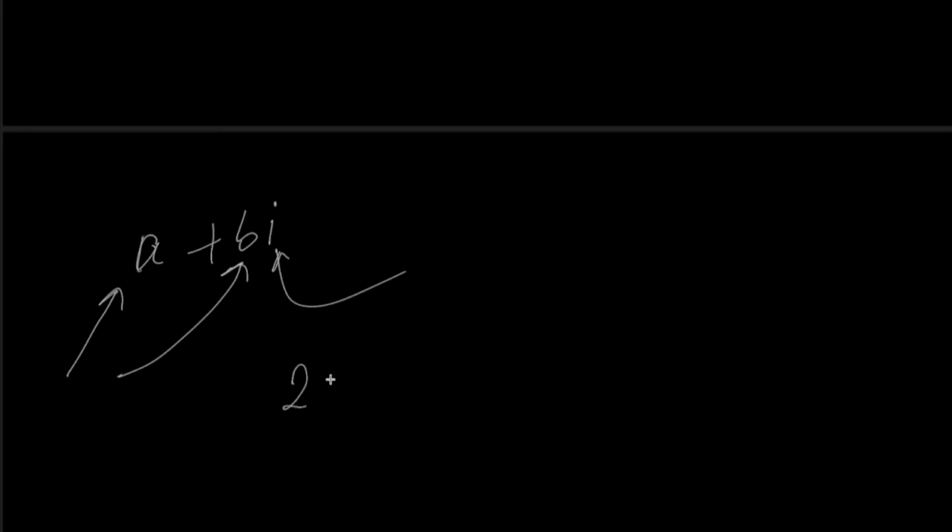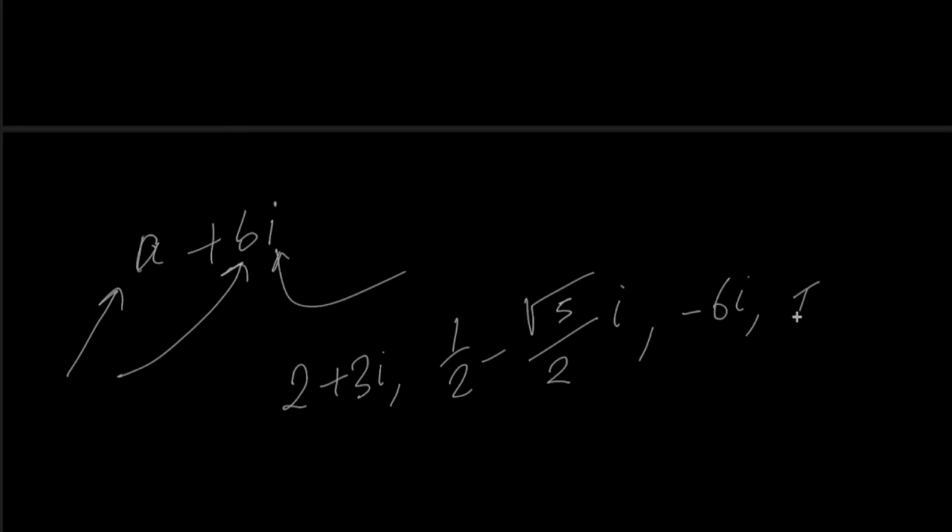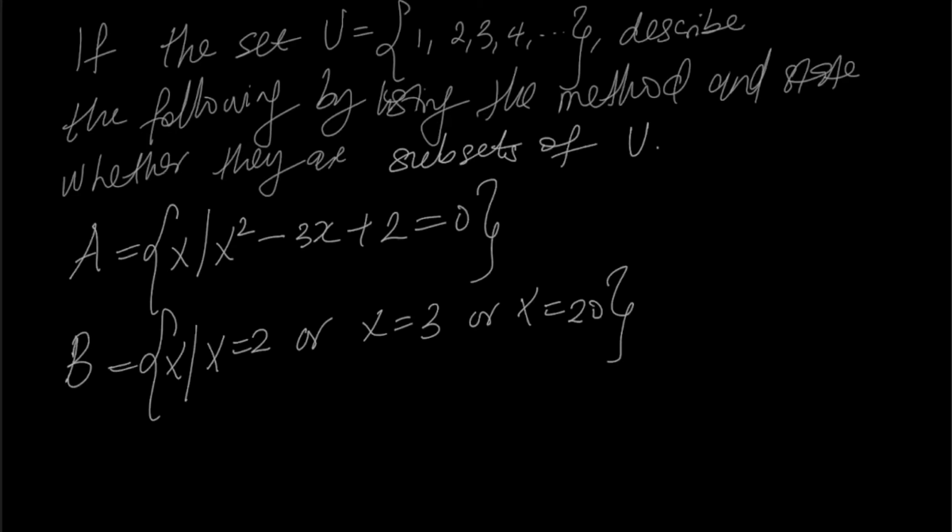You have something like 2 plus 3i, or 1 over 2 minus square root of 5 over 2i, or minus 6i, or pi i. All these are what? Complex what? Numbers. Okay? So that set is equal to all this, called what? The complex numbers.